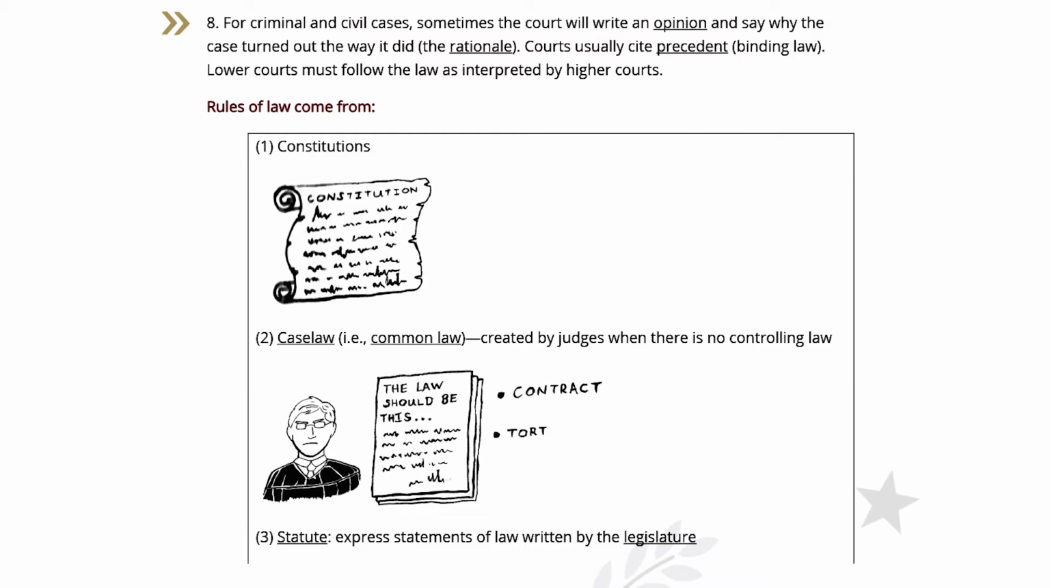Rules of law come from the Constitution, for example, the U.S. Constitution or a state constitution. They come from case law or common law. This is created by judges when there is no controlling law. So most of what you read in law school will be case law.